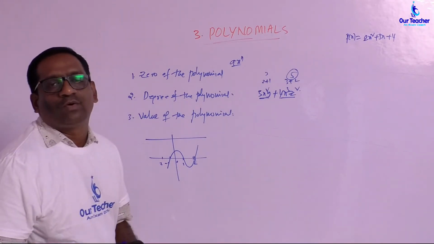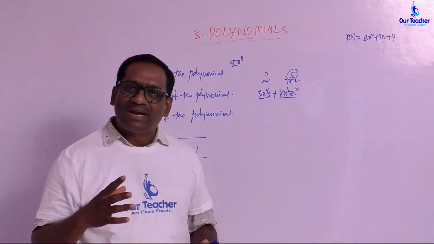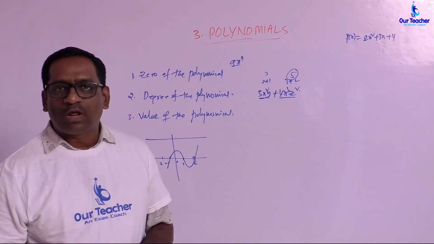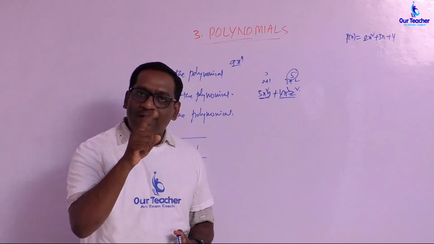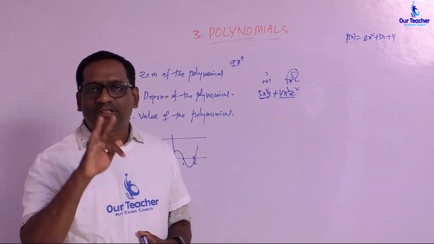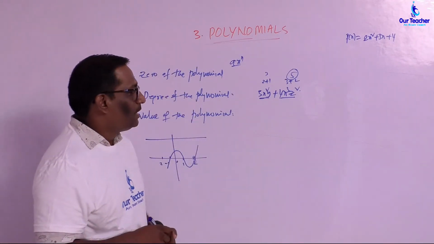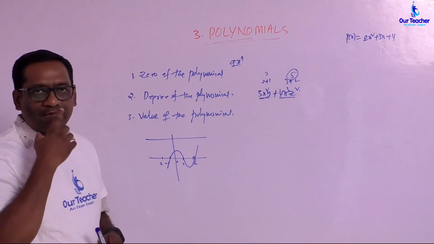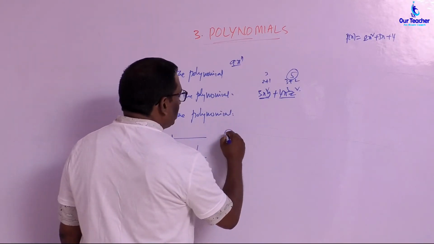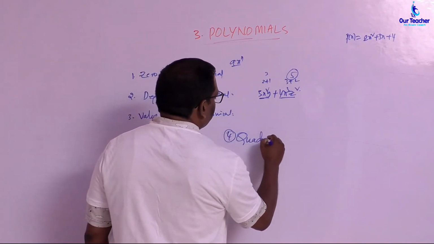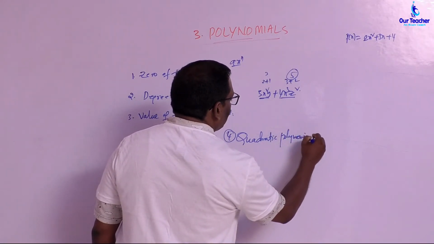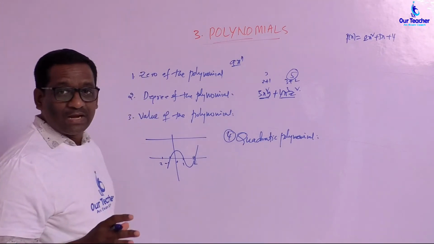And next we are going to discuss quadratic polynomial. What is a quadratic polynomial? Polynomial which is having highest degree as 2 is called a quadratic polynomial. The polynomial with degree 1 is called linear polynomial, and the polynomial which is having highest power 3 is called cubic polynomial. Now, any polynomial which is having highest power 2 is called a quadratic polynomial. So, next, the fourth point is quadratic polynomial. So, polynomial which is having highest power 2 is called quadratic polynomial.